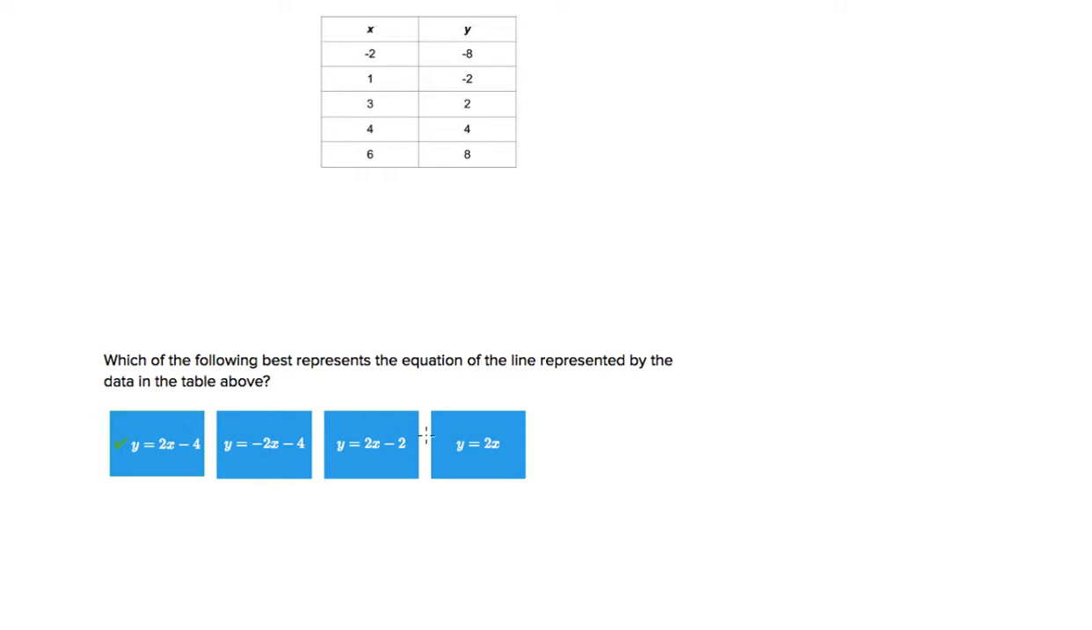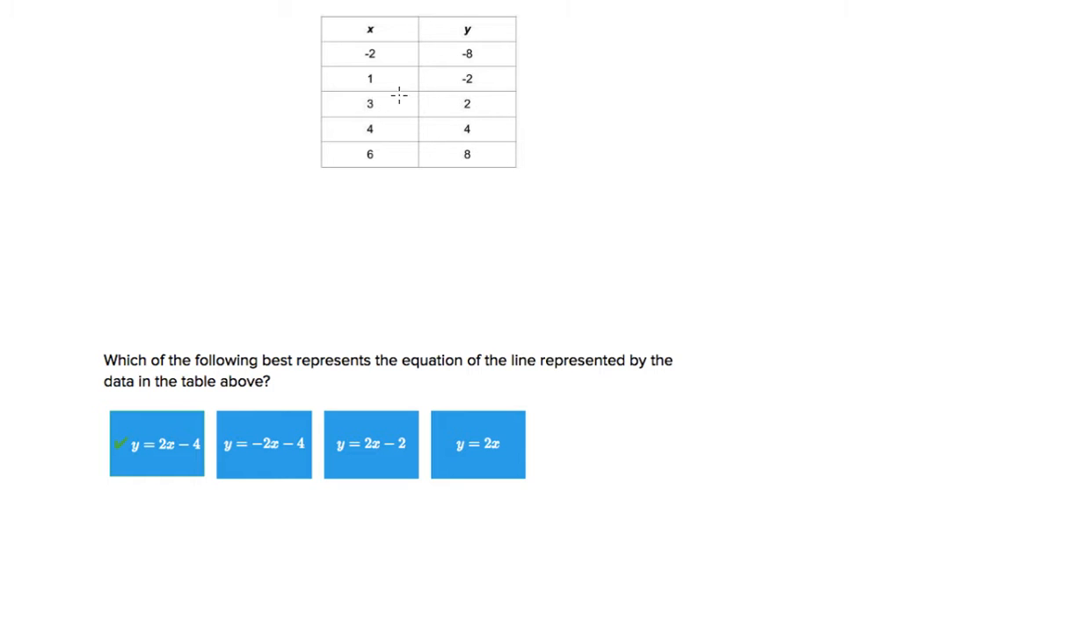So notice all of our options are linear equations. We're told it's an equation of a line. So when you think about linear equations, two important components should come to mind. First is the slope. Second is the y-intercept. So let's figure out the slope, or the rate of change, going on in this table.